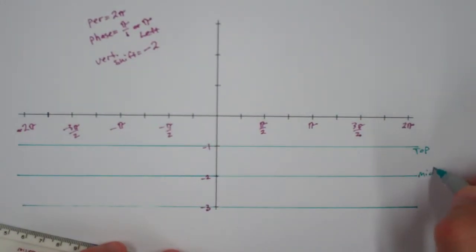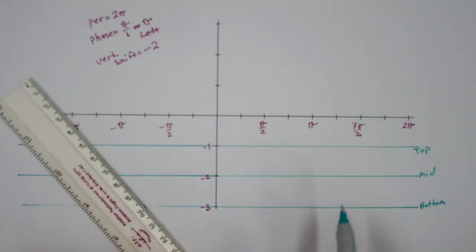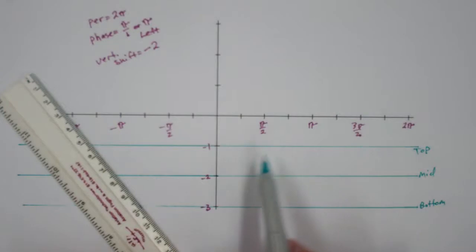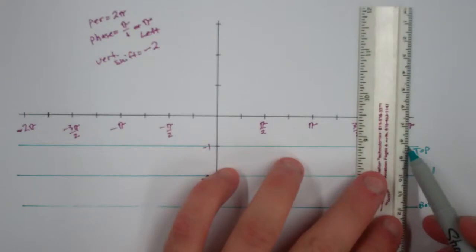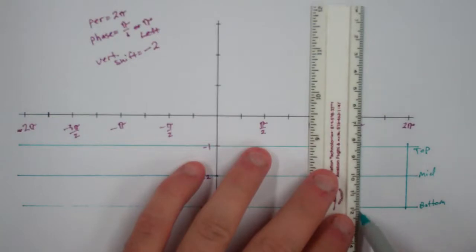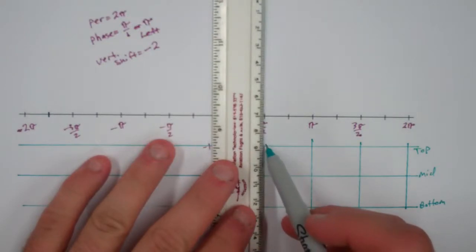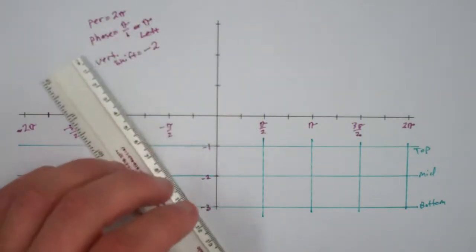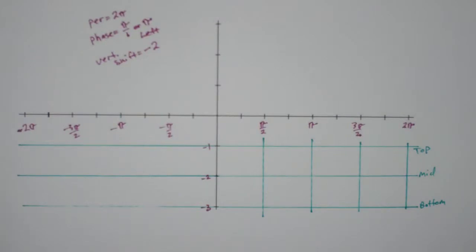That's the top, that's the mid, that's the bottom line. And then one more thing I like to do is divide my section up here, one full period, into 4 different quarters. So I'm going to go ahead and draw a little line here, a little line here, and here. And you can now see that we have split up one full period into 4 different sections. You'll find out real quick why that's kind of nice.